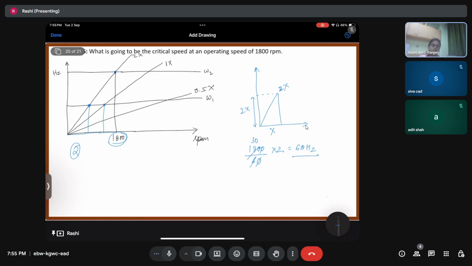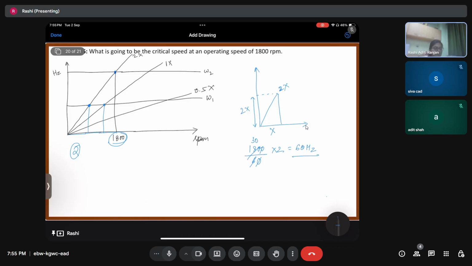And if in the assignment problem there is any question related to the Campbell diagram, you can actually solve it because it's a very simple thing. Okay, the basic understanding is very important. This diagram seems very easy, but the basic understanding behind this diagram is very, very important. And in industries, they use it very rigorously in order to avoid any kind of catastrophic failure in the system.